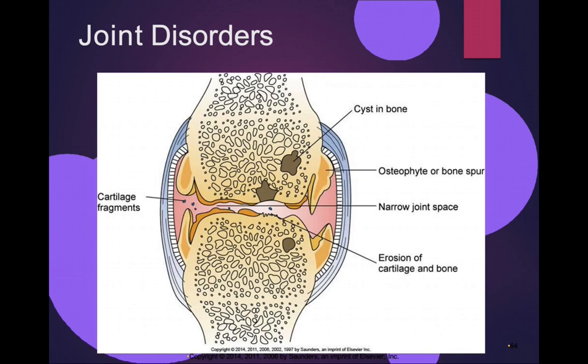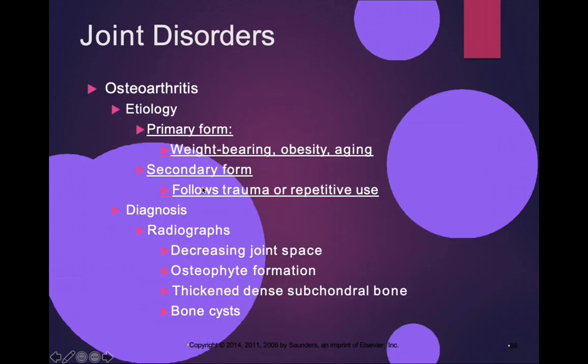So here is degenerative joint disease. We can see that there are some cartilage fragments here. We see that there's erosion of the cartilage here. You can see the space on this side is pretty narrow. Here we have a cyst. This is a bone spur that's here. This is degenerative joint disease, targeting one joint.